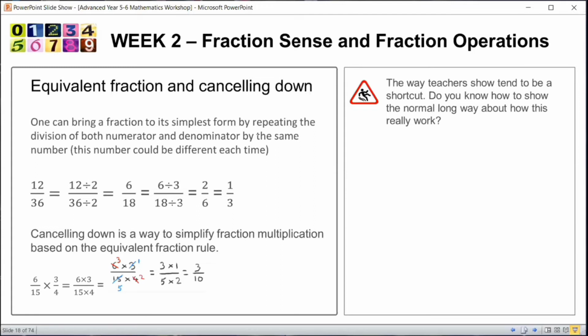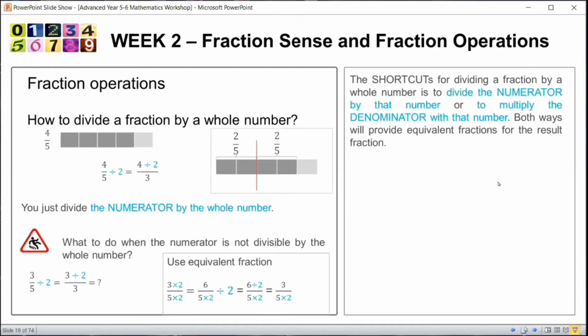But how does this really work? Yeah, I suppose it's pretty simple. Probably I don't really have to take you through it, it's quite simple. Now, the next bit is a bit trickier. Now, how do you divide a fraction by a whole number? Now look at the picture, it looks pretty simple. So here you have 4 out of 5.